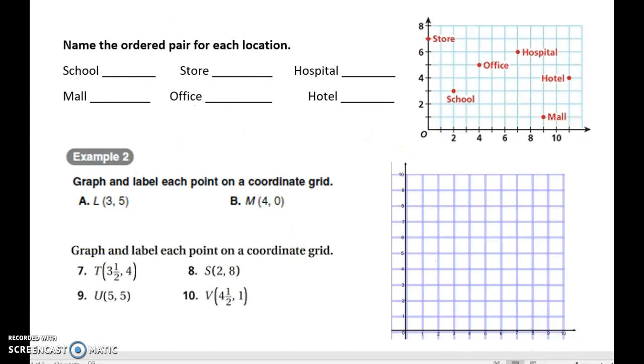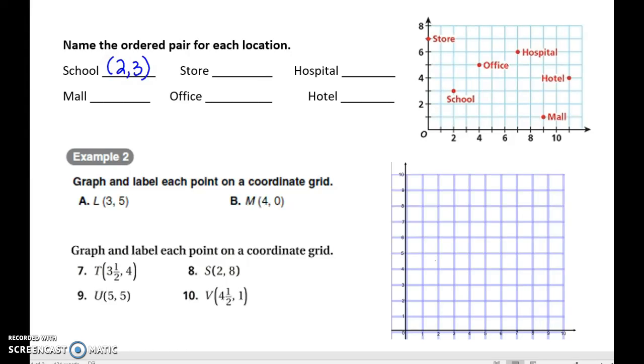Okay, so now we have some more ordered pairs. So you'll notice we have a new coordinate grid. Remember, we're always going to the dot, not the words. So look for the school, and we're going to go on the X first, then the Y. So I go across 2 and up 3. So I'm going to have parentheses 2, comma 3.